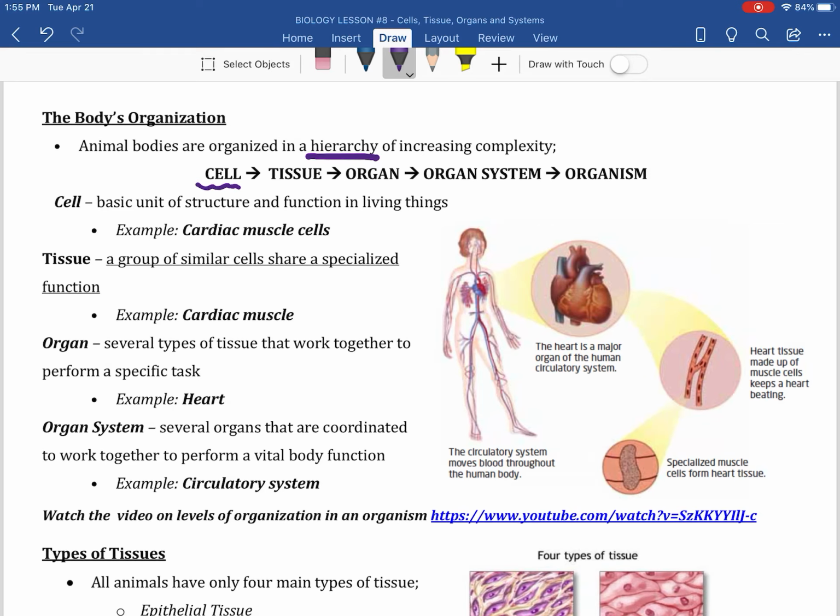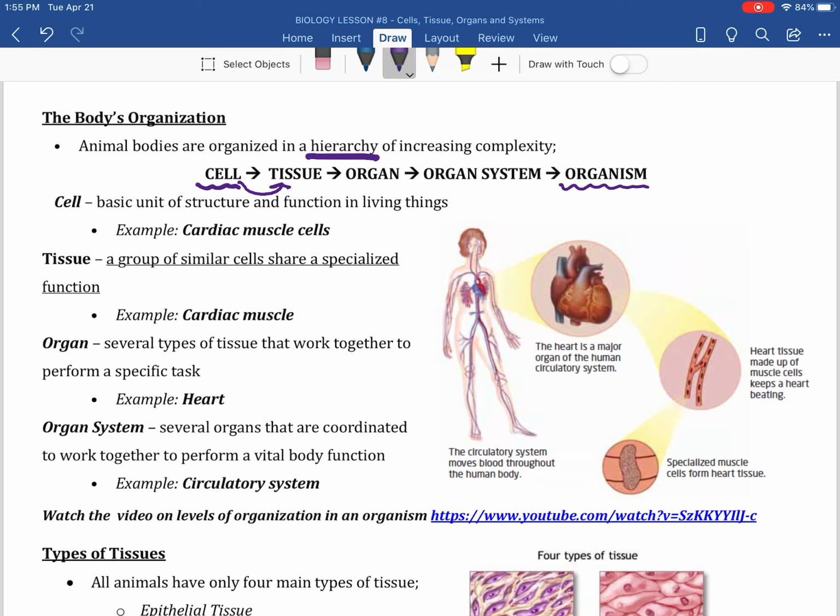And in this case, the cell, I won't say that the cell is the bottom, but I will say that the cell is the smallest. Okay? And the organism at the end of it all, we are the organism, is the biggest. So we're going to take a look at this hierarchy. So just follow with me.